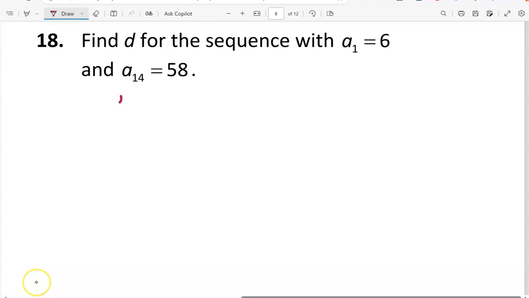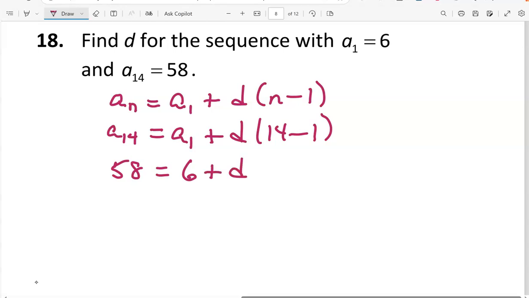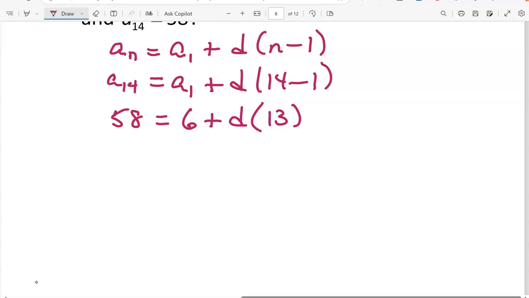In 18, we have an arithmetic sequence, so a sub n is equal to a sub 1 plus d times n minus 1, and we are given information about the 14th term, so I am going to replace my n's with 14. A sub 14 is equal to 58, a sub 1 is equal to 6. We don't know what d is, but we do know that 14 minus 1 is 13. So now subtracting 6 from both sides, 52 is equal to 13 times d, and dividing by 13, d is equal to 4.